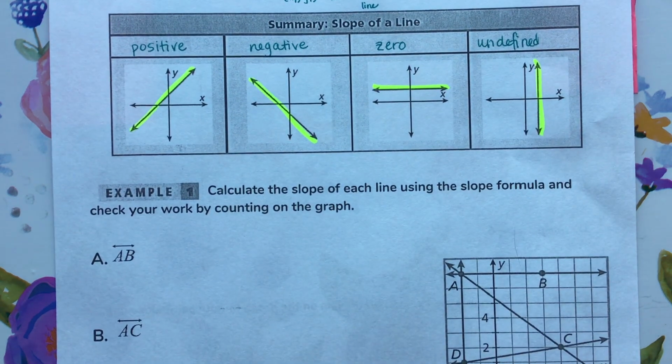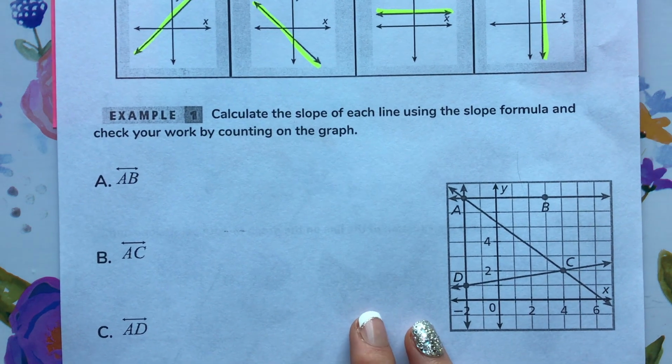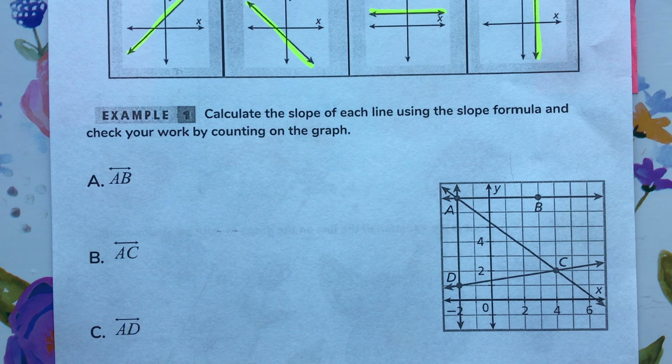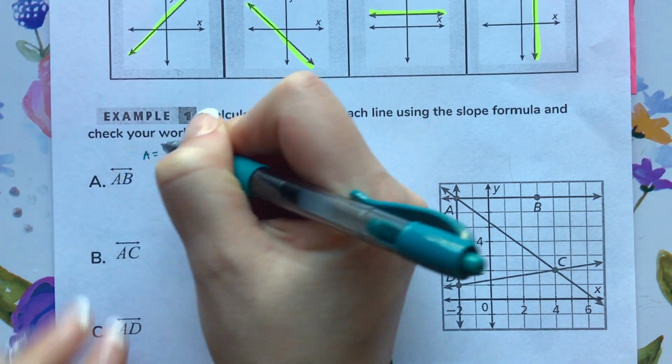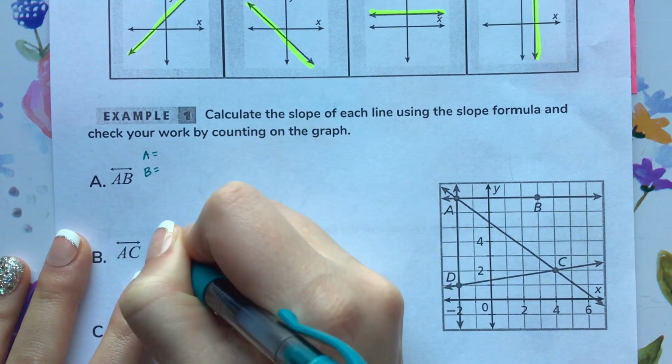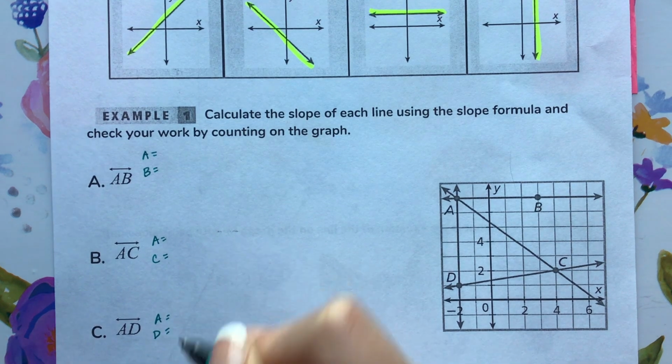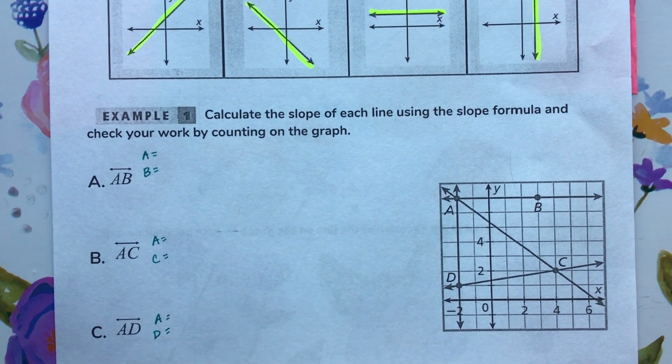So let's start putting our slope formula into action with our first example. It says, calculate the slope of each line using the slope formula and check your work by counting on the graph. So we are going to calculate the slope of each of these lines. What I'm first going to do is list what the coordinates are. So I'm going to say A and B, A and C, A and D, and C and D. I'm just going to list the coordinates real fast because then I won't have to keep rereading it.